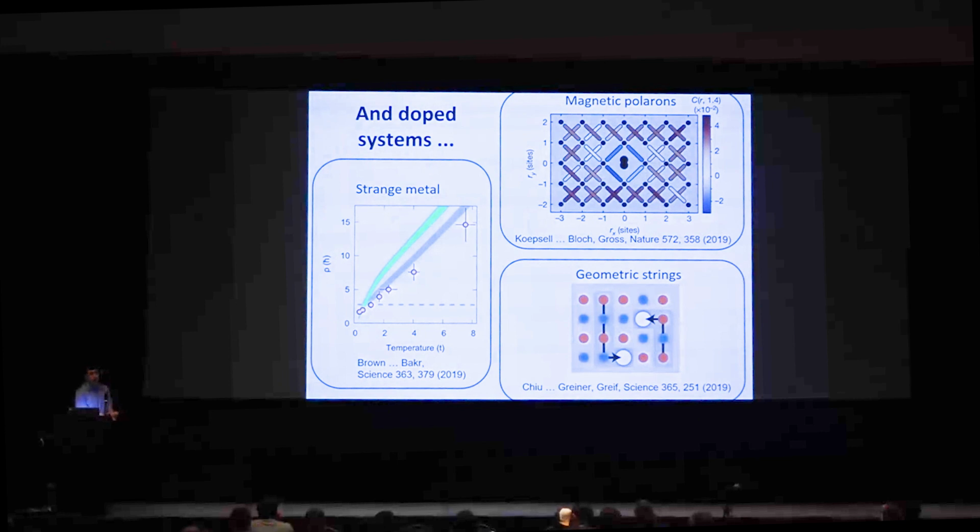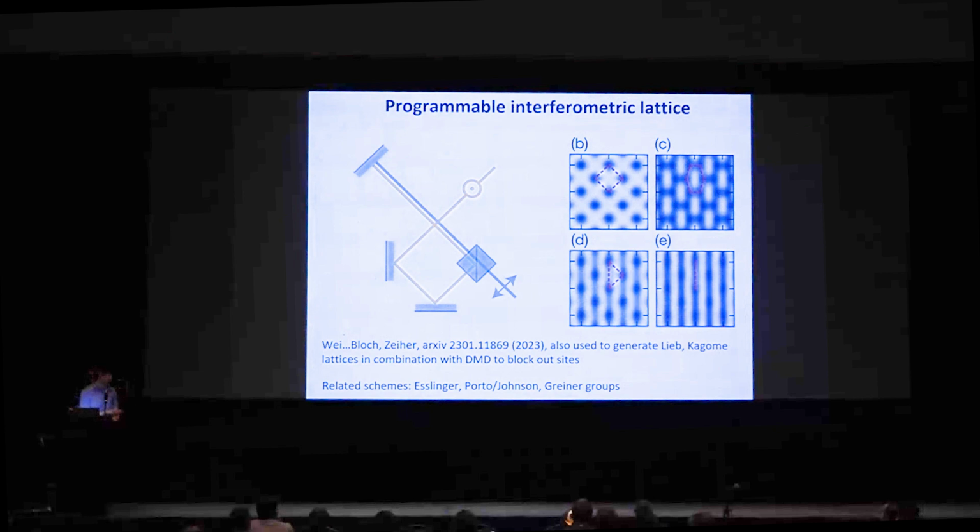And this was directly observed, for example, in the group. Okay, so this is very strongly related to what I'll be telling you about now, not on the square lattice, but on a different lattice geometry, the triangular lattice. So the step that we have made in the lab recently is we're now moving towards programmable lattices.